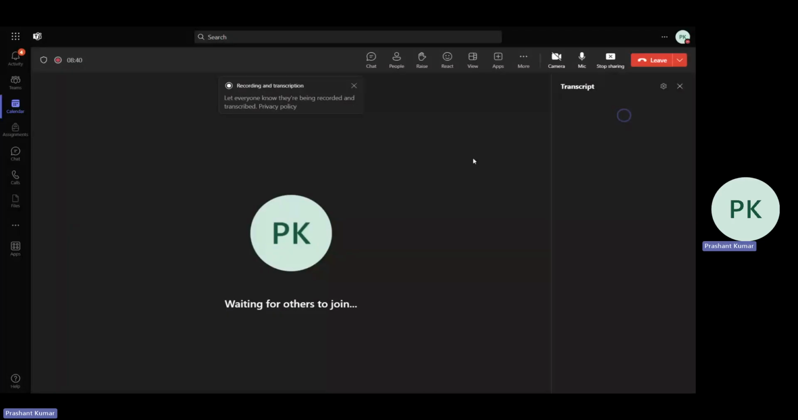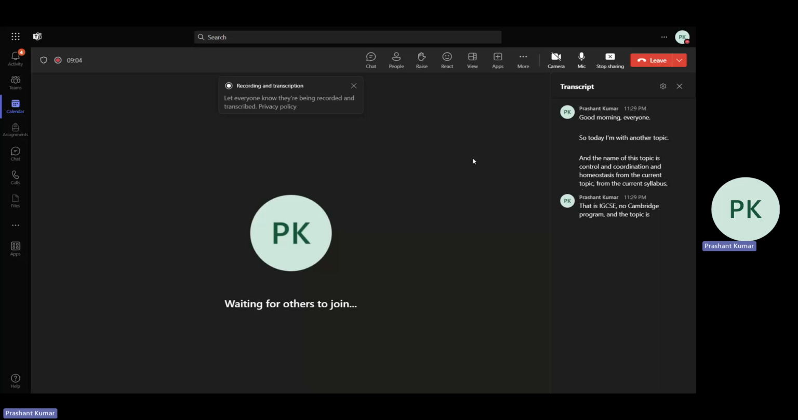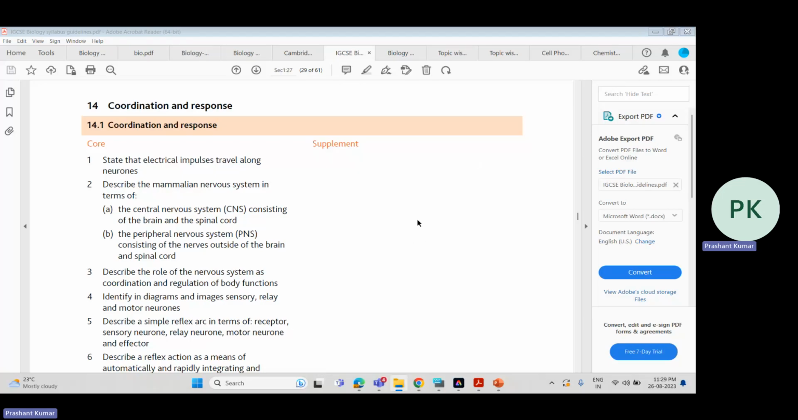Good morning, everyone. So today I am with another topic, and the name of this topic is control and coordination and homeostasis. From the current syllabus, that is the IGCSE Cambridge program, this is chapter 14. Before going into the detail of the topic, let me show you the syllabus guideline.